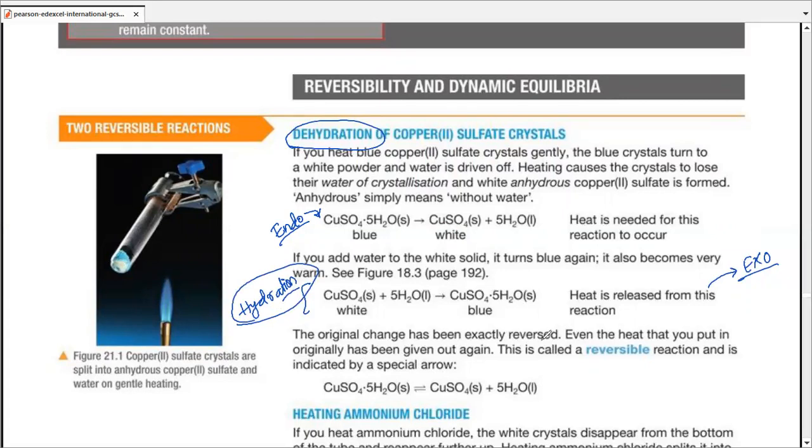The original change has been exactly reversed. We converted blue salt to white, and then we reconverted the white salt back to blue. Even the heat that you put in originally has been given out again. This is called a reversible reaction. It is indicated by a special arrow. We call that fish hook arrows. Since these kinds of arrows are used for fishing purposes, we call them fish hook arrows. Fish hook arrows mean the reaction can go in the forward direction as well as in the reverse direction.